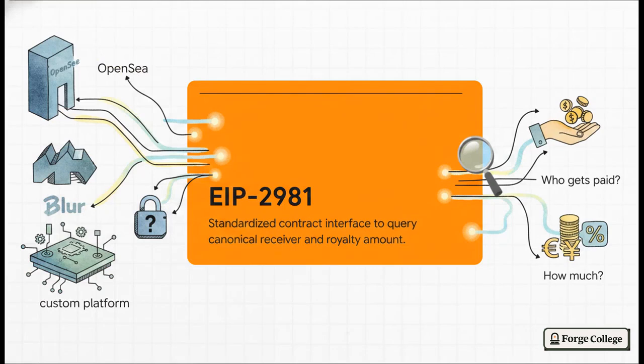So what actually is EIP-2981? At its core, it's just a standardized contract interface. It allows any marketplace out there, whether we're talking about OpenSea, Blur, or some totally custom platform you built, to query your contract and ask two very simple questions: who gets paid and how much? It gives you a highly predictable external method called royaltyInfo that returns the canonical receiver address and the exact royalty amount for literally any NFT sale.